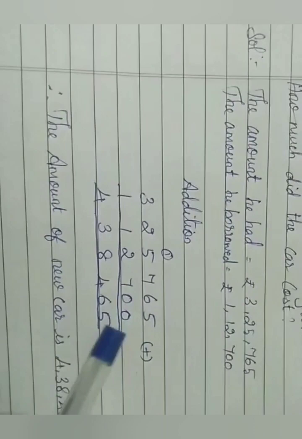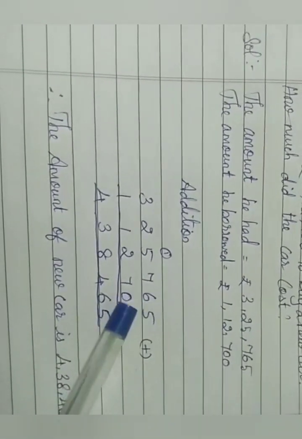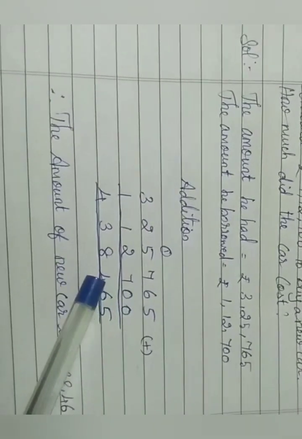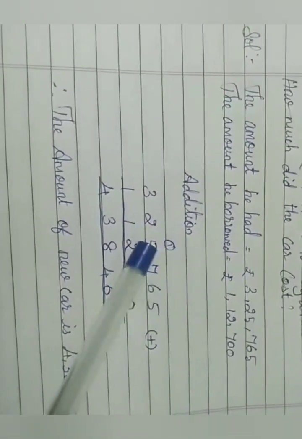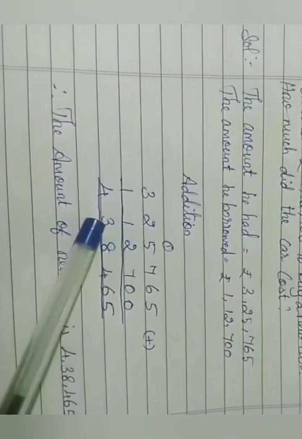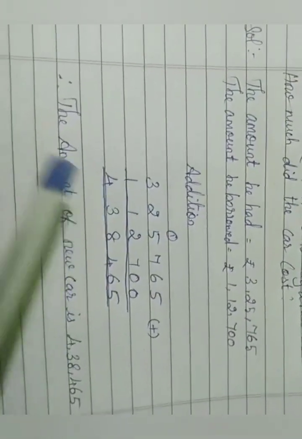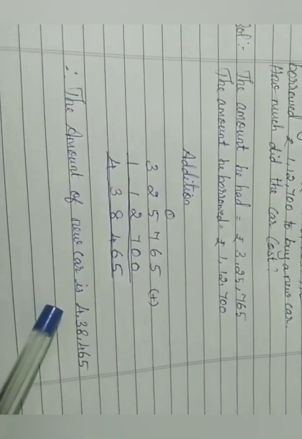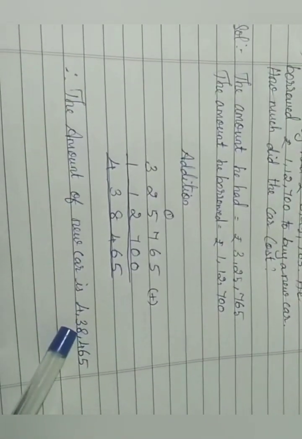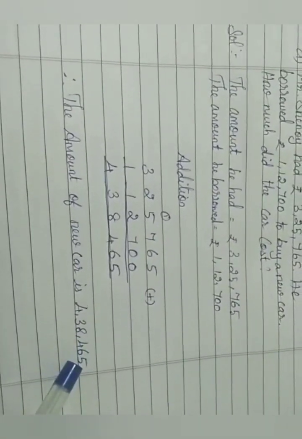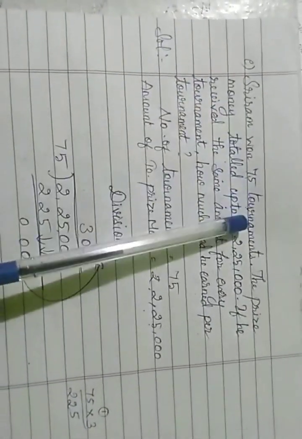5 plus 0, 5. 6 plus 0, 6. 7 plus 7, that is 14. So 4, carry over 1. 5 plus 2, 7. 7 plus 1, 8. 2 plus 1, 3. 3 plus 1, 4. So therefore the amount of the new car is 4,38,465 rupees.